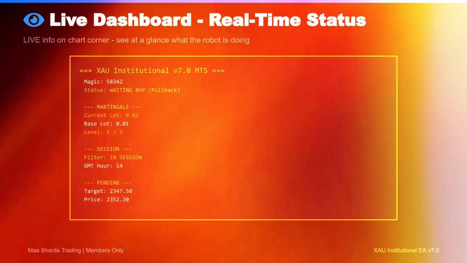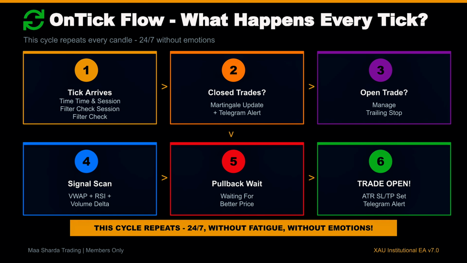You can see the current status, martingale level, session information, and pending target prices at a glance for immediate insight into the robot's activities. The on-tick flow outlines the robot's constant cycle. Every new tick, it checks the time and session filter, manages closed trades and martingale, adjusts open trades with trailing stops, scans for new signals, waits for a pullback, and then opens the trade. This cycle repeats tirelessly, without emotion.